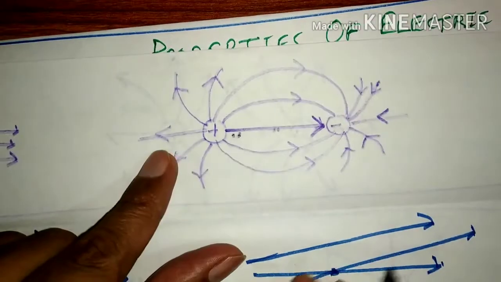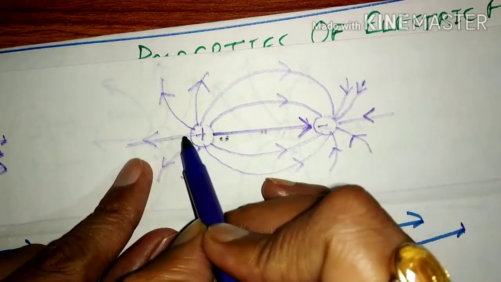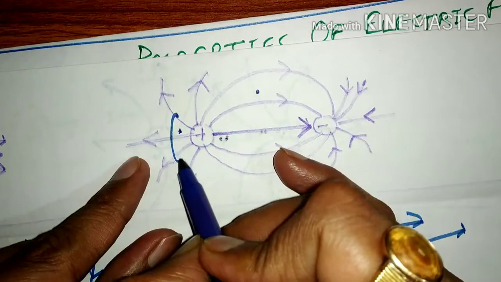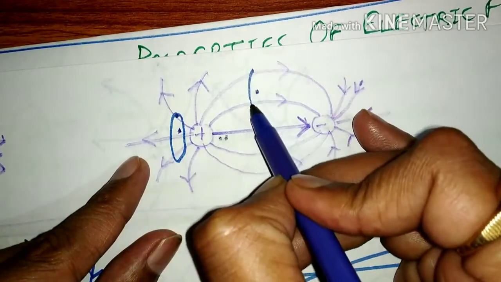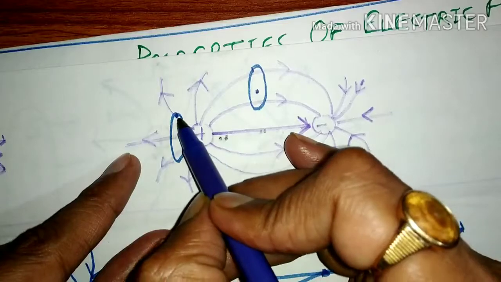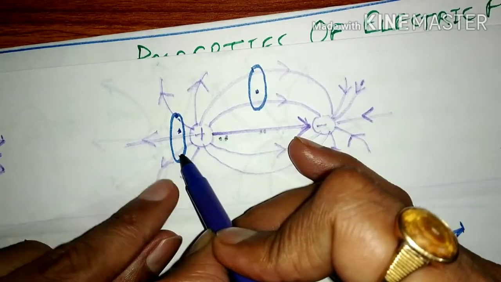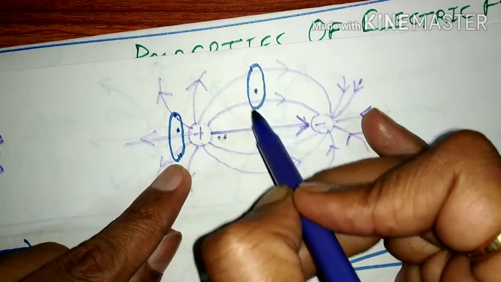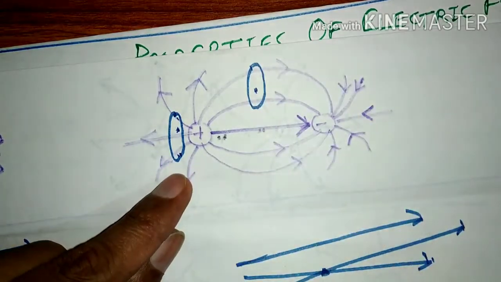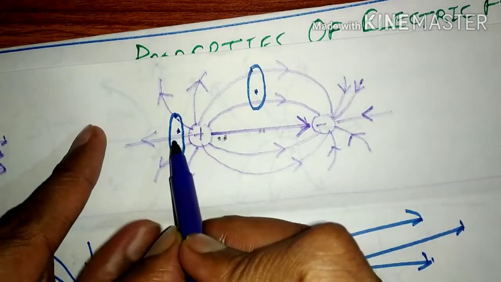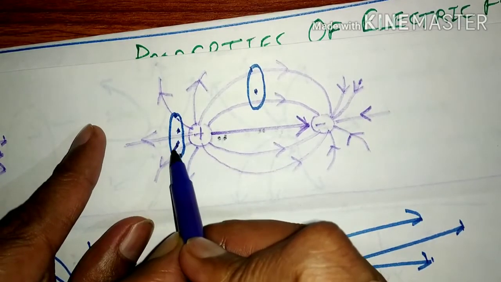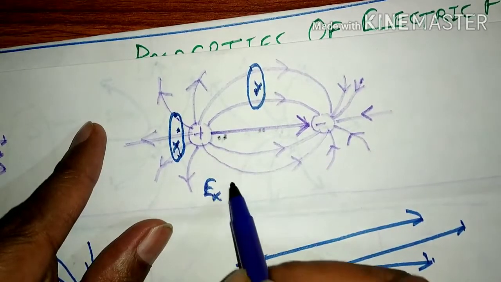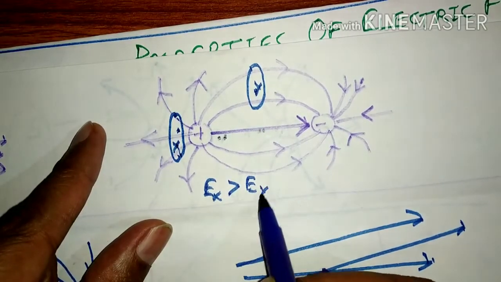Similarly, if we see at these 2 points, at this point and at this point, if I draw a loop of the unit area. So here 1, 2, 3 field lines or more than 3 field lines are passing, and at this point only 2 field lines or less than 2 field lines are passing. Therefore the electric field intensity at this point, say this is X and this is Y, electric field at X is more than the electric field at Y.